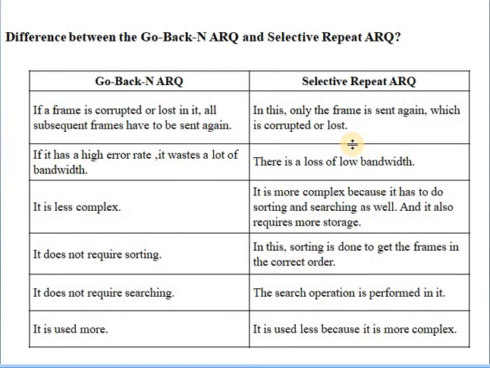This is all about today's lecture. Error control refers to a method of error detection and retransmission. There are mainly two methods of error control: first is stop and wait ARQ, and second is sliding window ARQ. In sliding window ARQ, there are Go Back N and selective repeat ARQ.